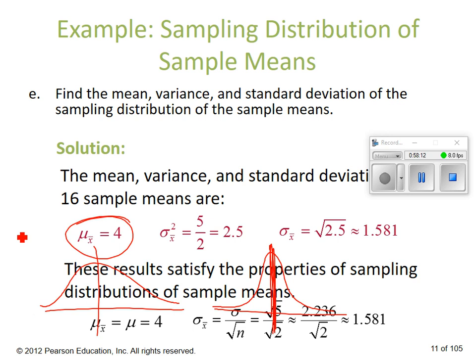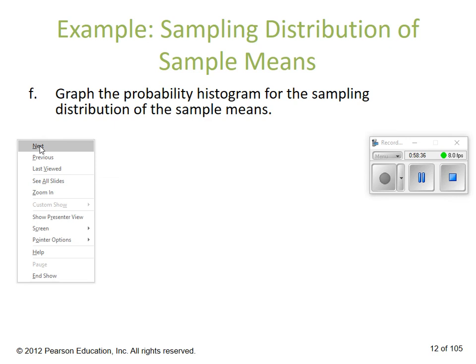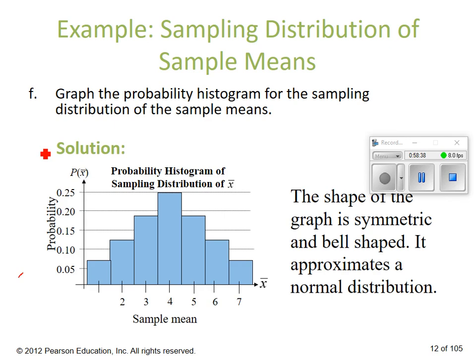Here are the ones for our samples. Mean came out to be the same. Standard error was 1.581, which is almost exactly the same. If we do it on the calculator, it won't come out to be quite exactly the same. But this one came out to be exactly the same because it was such a small example. We graphed the probability histogram. Now look at our histogram. What's true about our histogram now? Now it's normal. It fits that normal curve. Fits that bell curve.